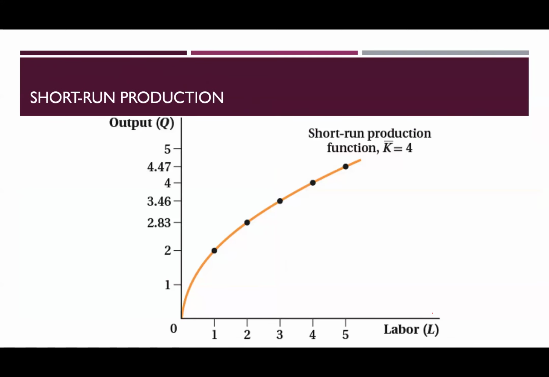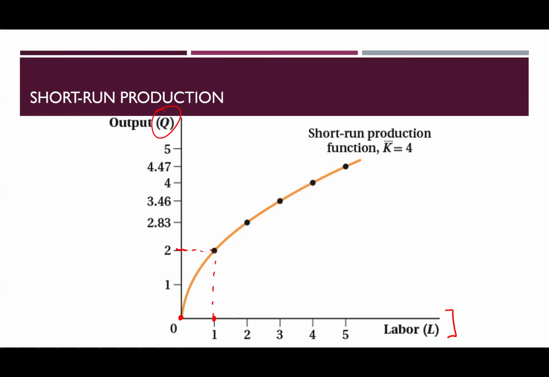Here you can see the short run production function graphed when we have capital equal to 4 units constantly, and only labor is changing. As you can see, on our horizontal axis it's labor, and then output is the vertical axis. So as we go from 0 workers to 1 worker, we have that big jump in output to 2 units.